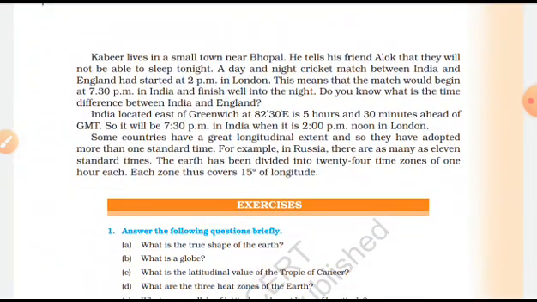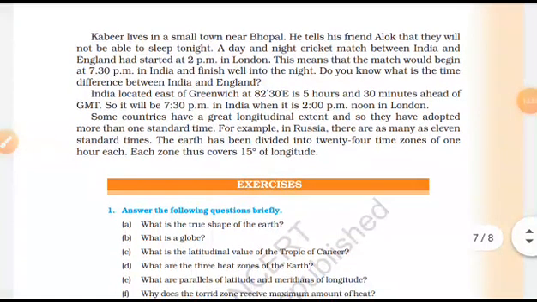Okay, so Kabir lives in a small town near Bhopal. Some candidate named Kabir lives over there, and he tells his friend Alok that they will not be able to sleep tonight. A day and night cricket match between India and England had started at 2 p.m. in London. So the time in London at 2 p.m. means the match would begin at 7:30 p.m. in India.